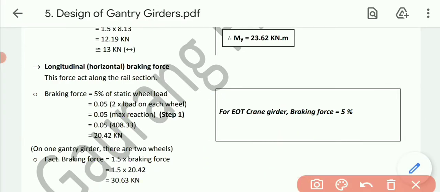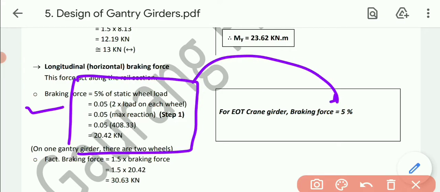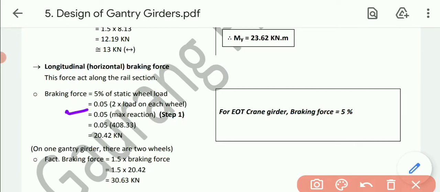Say braking force, and this force acts along the rail section. Whenever the crane girder starts and stops over the gantry girder, the force produced at that time is known as braking force. It is usually taken as 5% of static wheel load. 5% of static wheel load means 0.05. Static wheel load means, we can say, 2 times the load on each wheel.